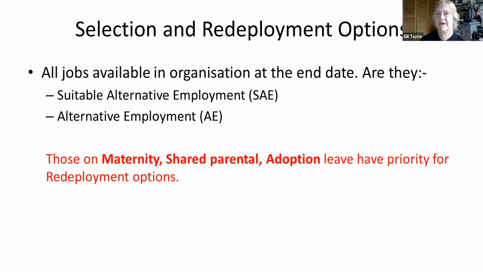If you use a matrix, you have to tell the staff what it is. And you have to show where the bar is. You know, how many points do I have to get over the bar? And not a good idea. You're going to get lots and lots of queries and challenges on that. And no wonder. It's a horrible way to decide who to put at risk of redundancy.